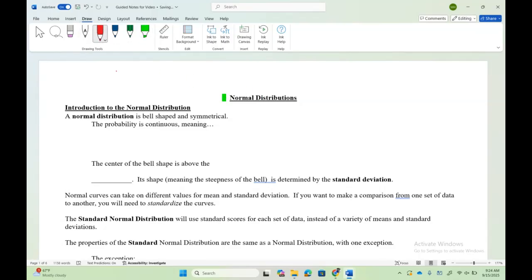All right, so let's see here. A normal distribution is bell-shaped and symmetrical. So a normal distribution, we're going to have this shape here. Nothing new. We have a mean in the middle. The probability is continuous, meaning basically it's uncountable. There can be all kinds of values for x. The center of the bell shape is above the mean. Its shape is determined by the standard deviation.